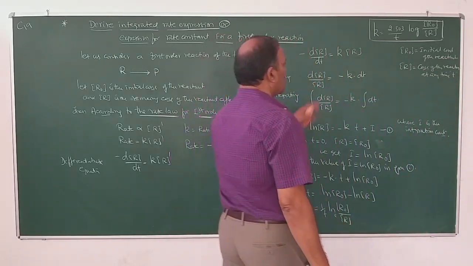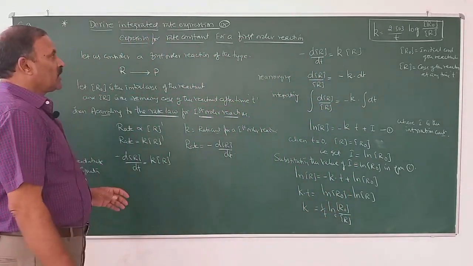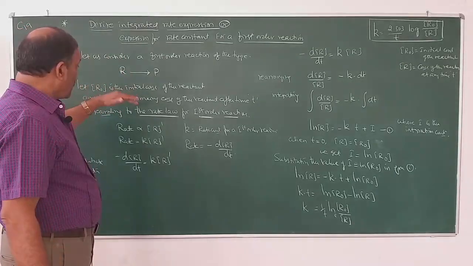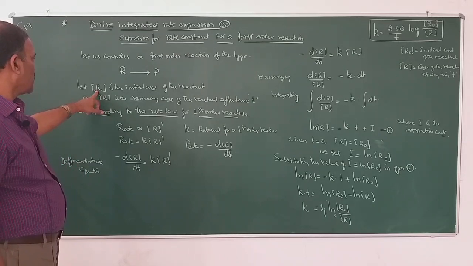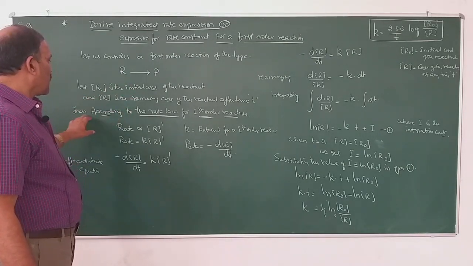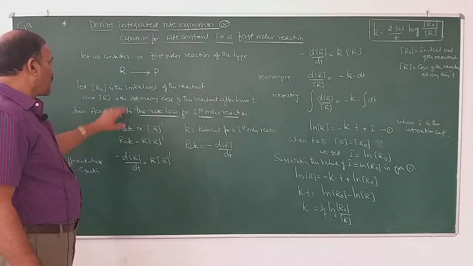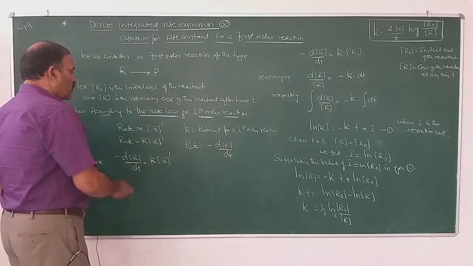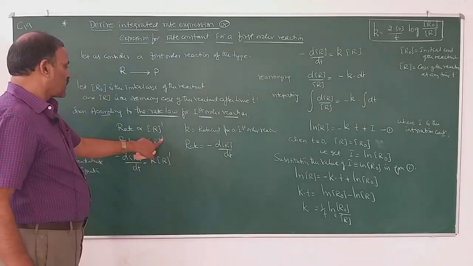So this is the integrated rate equation. I think you have understood this is the first order reaction. Similar to zero order reaction, R naught is the initial concentration of the reactant and R is the remaining concentration. Then according to rate law for first order reaction, rate of this reaction is directly proportional to concentration of R to the power of 1 because it is a first order reaction.